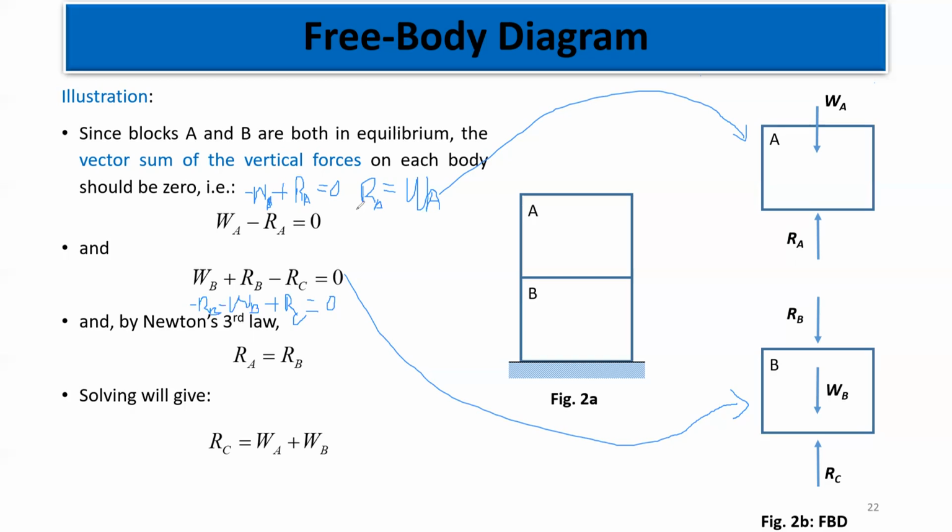Now if I rearrange this one, it can also mean that WA minus RA should be equal to 0. If I send everything here behind the equal sign, this relation is equal to this relation. Now if I send everything here to the right hand side, then this relation will be equal to that relation. So there's no difference between this and that.